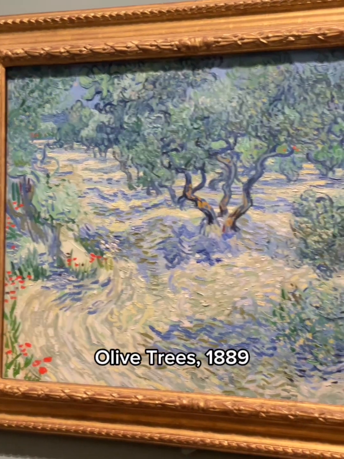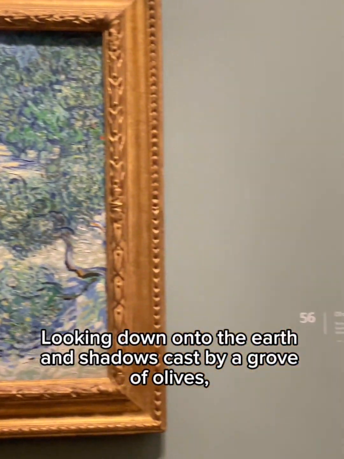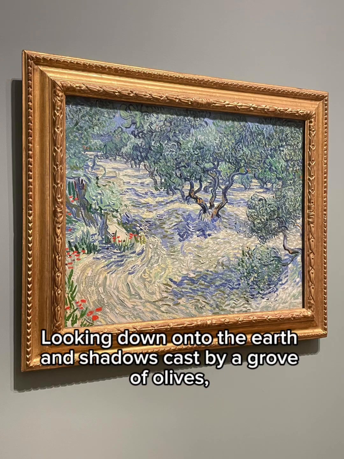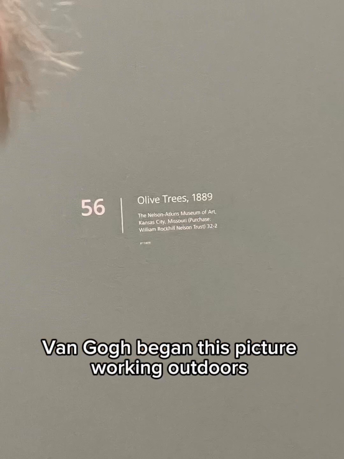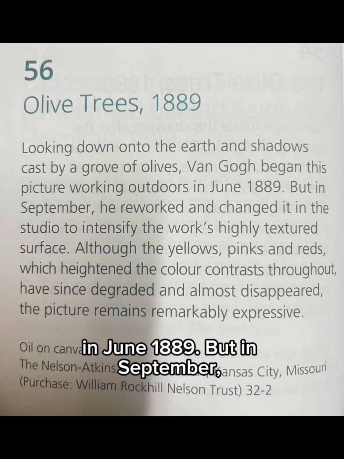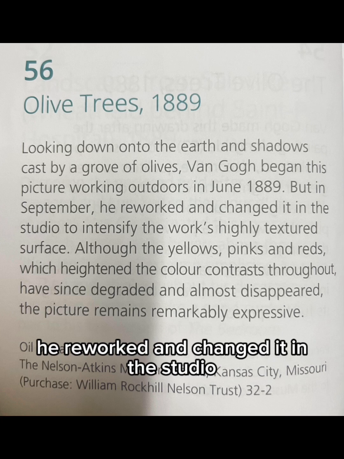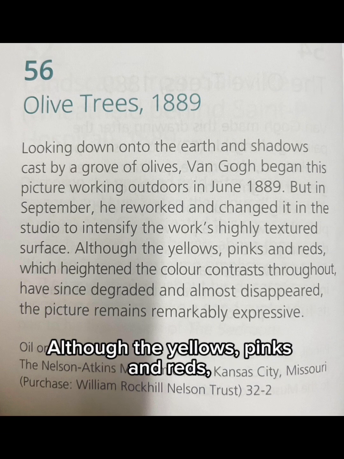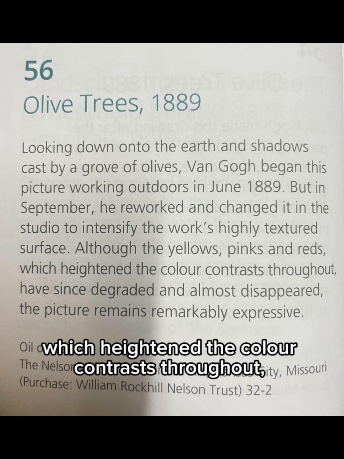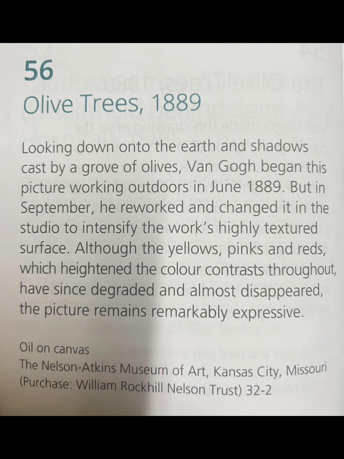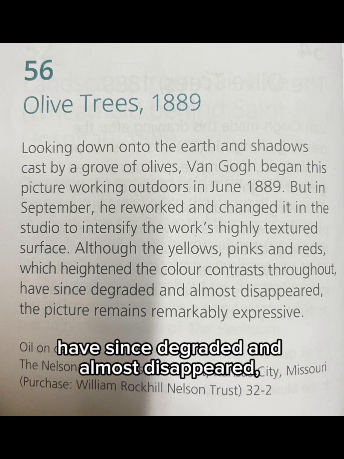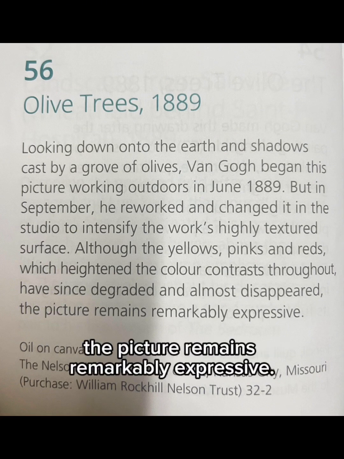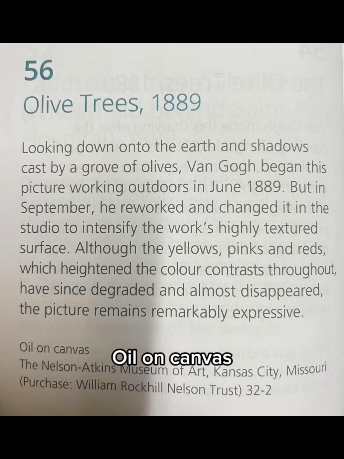56. Olive Trees, 1889. Looking down onto the earth and shadows cast by a grove of olives. Van Gogh began this picture working outdoors in June 1889, but in September, he reworked and changed it in the studio to intensify the work's highly textured surface. Although the yellows, pinks, and reds, which heighten the color contrasts throughout, have since degraded and almost disappeared, the picture remains remarkably expressive. Oil on canvas.